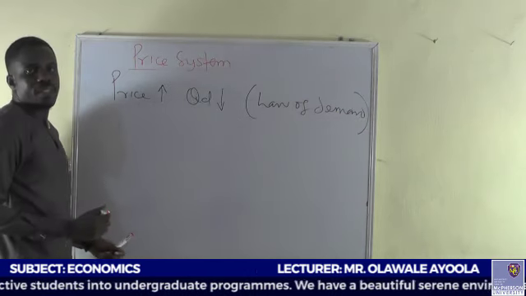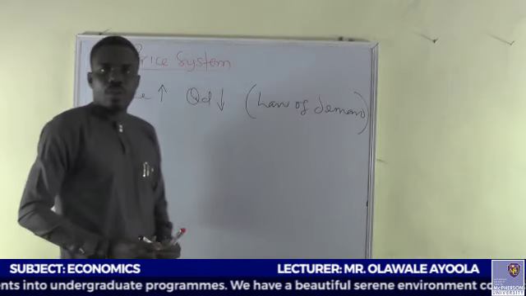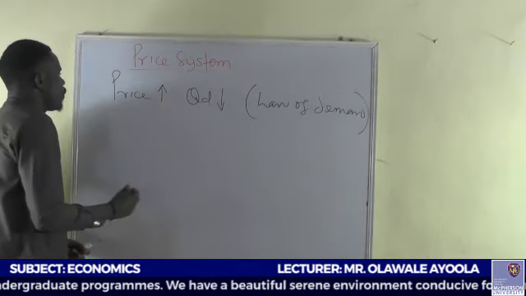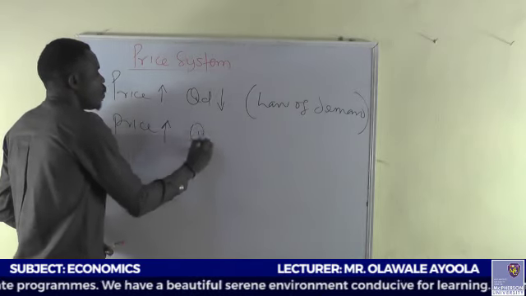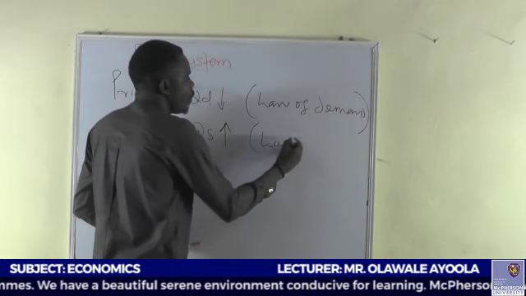For the law of supply, we work under the assumption of all things being equal, which is ceteris paribus. For the law of supply, the higher the price of a commodity, the higher the quantity a producer will be willing to supply, which is the law of supply.